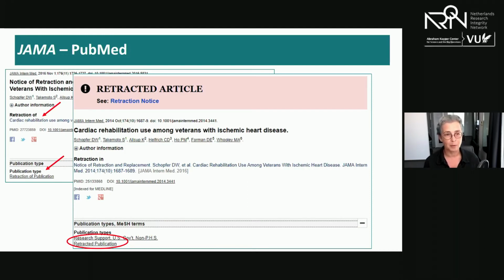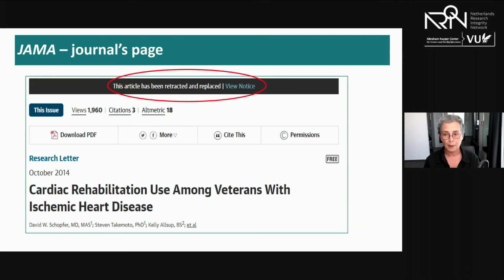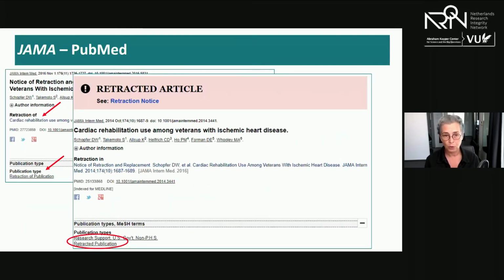So you have here an example of JAMA, where this is an article that has been retracted and replaced with the new version because of an honest error. But because they kept the same DOI, National Library of Medicine is indexing it just as a retraction. Although if you go to the journal's page, you see clearly that this article has been retracted and replaced. So that means there is a new version. But in PubMed, you will see only that this is a retracted article.